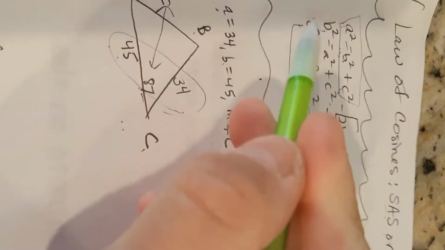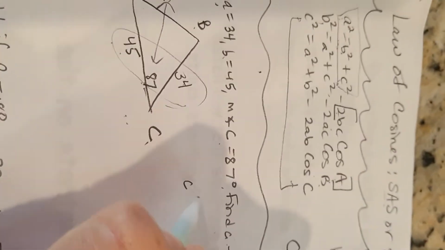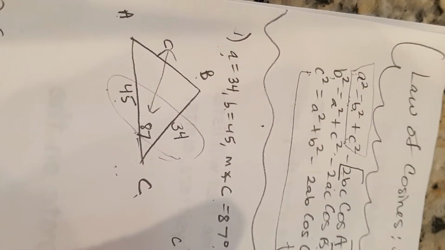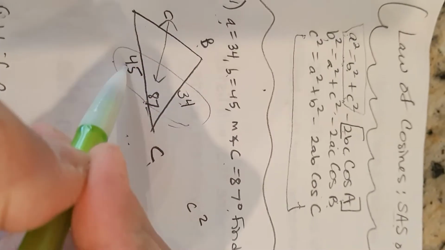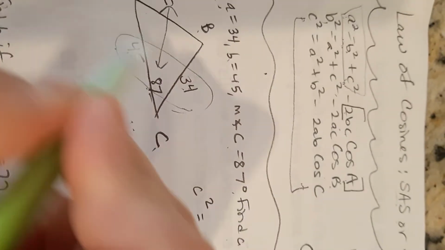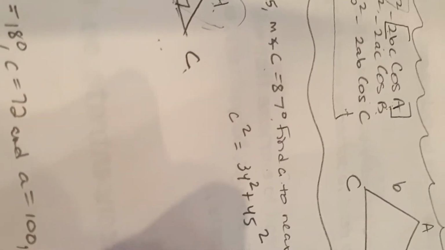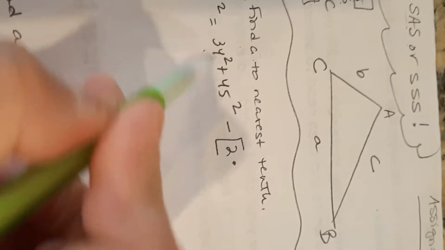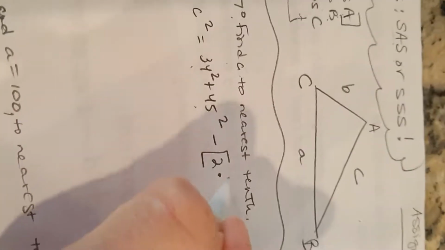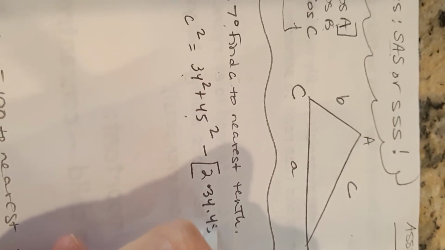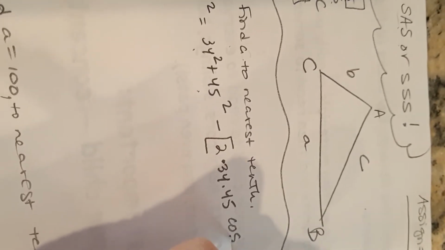So what that means is you're solving for the side, so it's going to be c squared, right? Equals the sum of the squares of the other 2 sides. So 34 squared plus 45 squared in no particular order. But because it's not a right triangle, you subtract out 2 times the other sides, 34 times 45. And then you have the cosine of the angle across from the side.